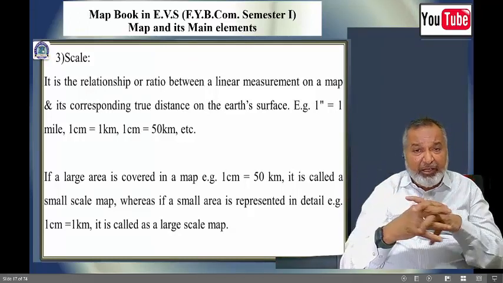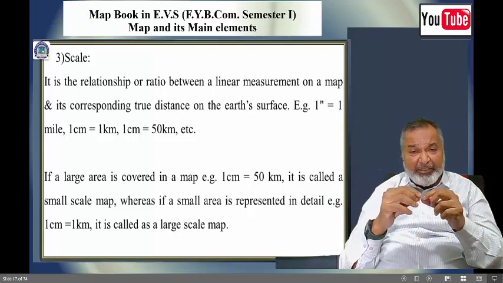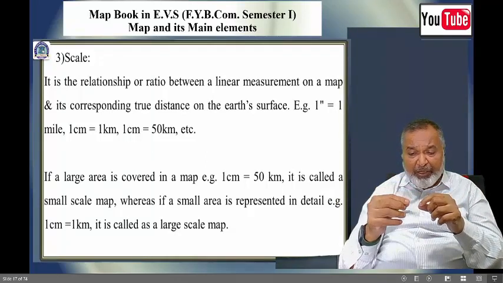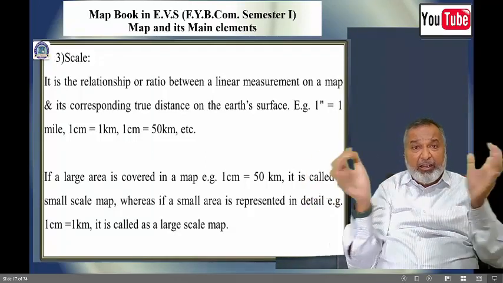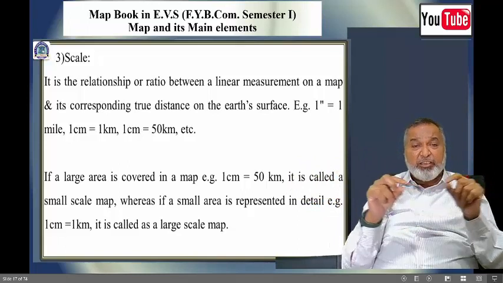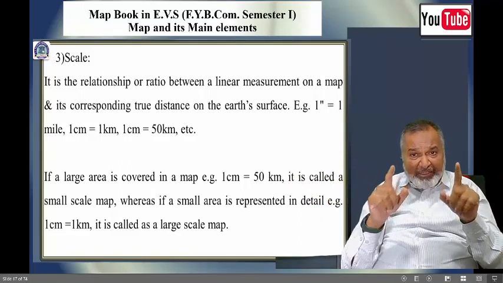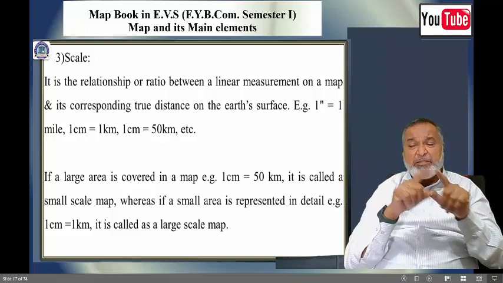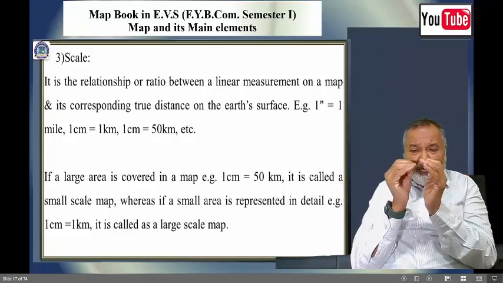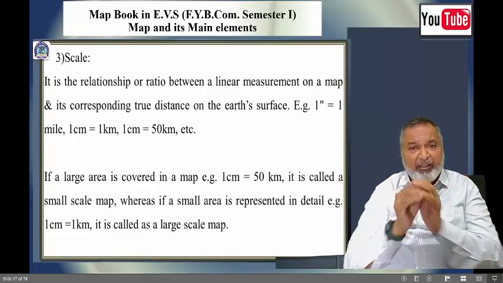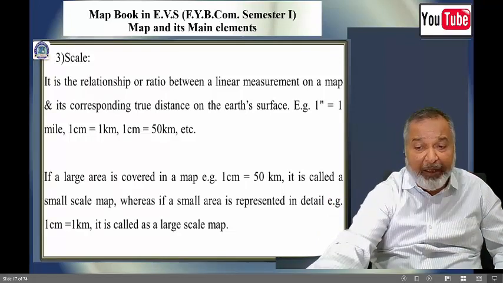So remember the term small scale, where the scale is 1 to 50 kilometers or 100, so the area covered will be large. That is a small scale map. But as compared, 1 centimeter is equal to 1 kilometer, a small area will be covered, and that is called the large scale map.